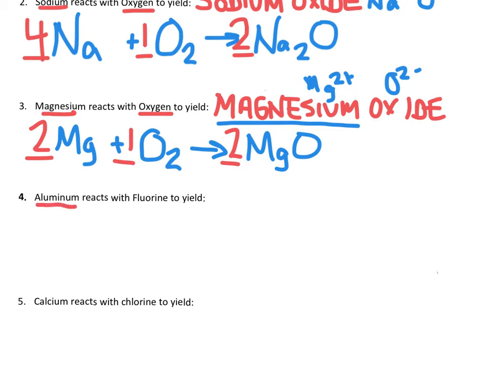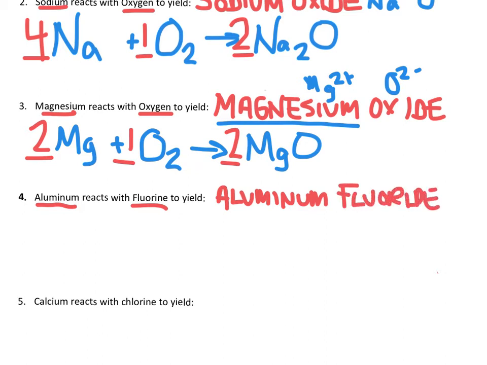The next problem is aluminum reacts with fluorine. Aluminum is a metal, so a metal and a nonmetal are going to make an ionic compound. If that's the case, then we're just going to call them by their ion names. So it's going to be aluminum fluoride. Okay, now that we have that, let's start knocking out our chemical equation. Aluminum by itself is just Al.